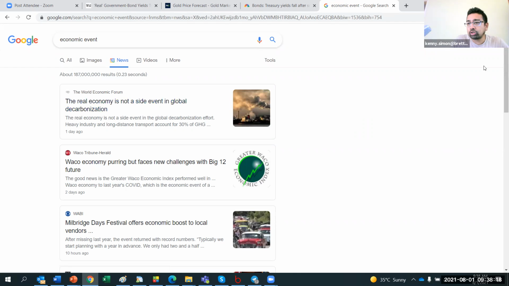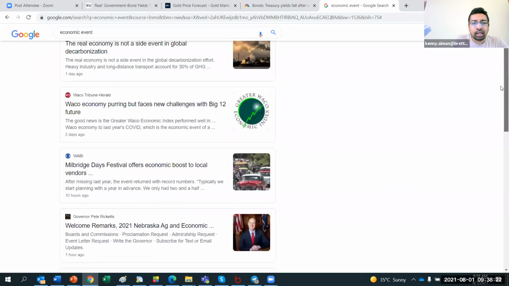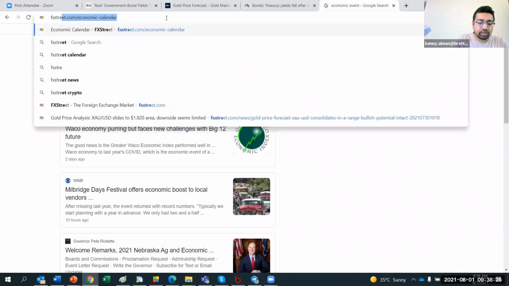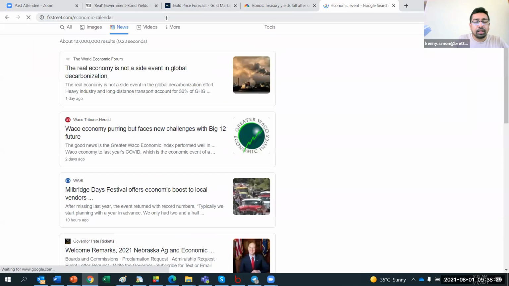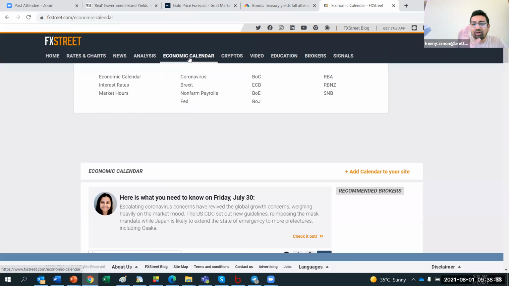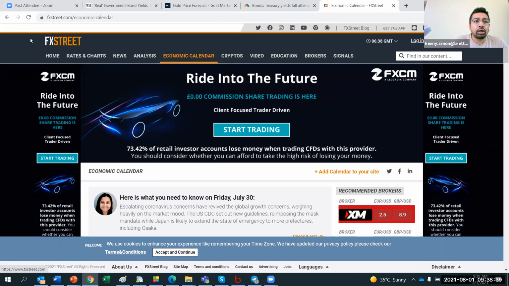We've got a lot of talks about oil and gas and everything else as well, and that is actually going to help us understand. Let's go to the FX3 economic calendar, and we go for the month just to look at whether we've got any alerts in terms of economic data.